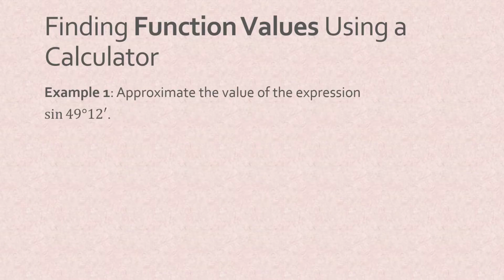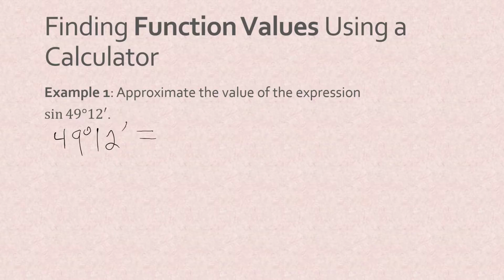So here's our first example. Let's approximate the value of the expression sine of 49 degrees 12 minutes. Many of your graphing calculators and scientific calculators will have a minute-second button, but just for fun, let's rewrite 49 degrees 12 minutes completely in degrees.